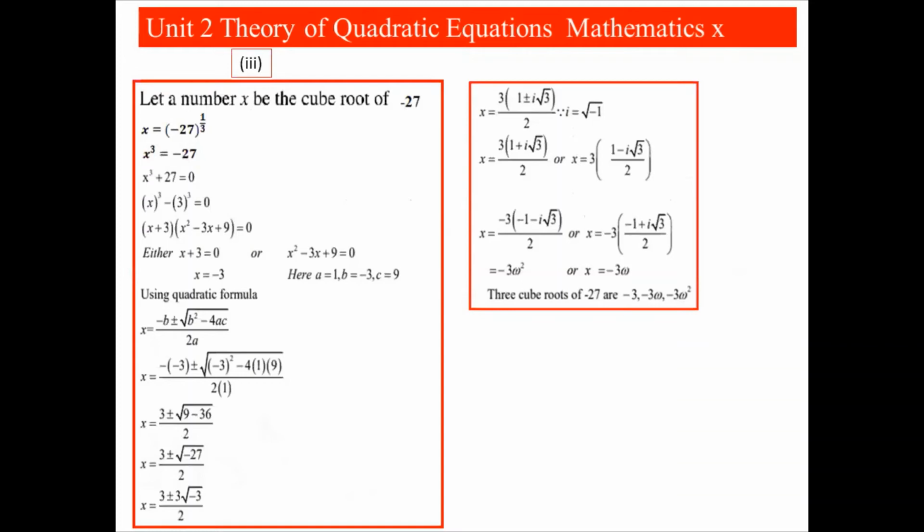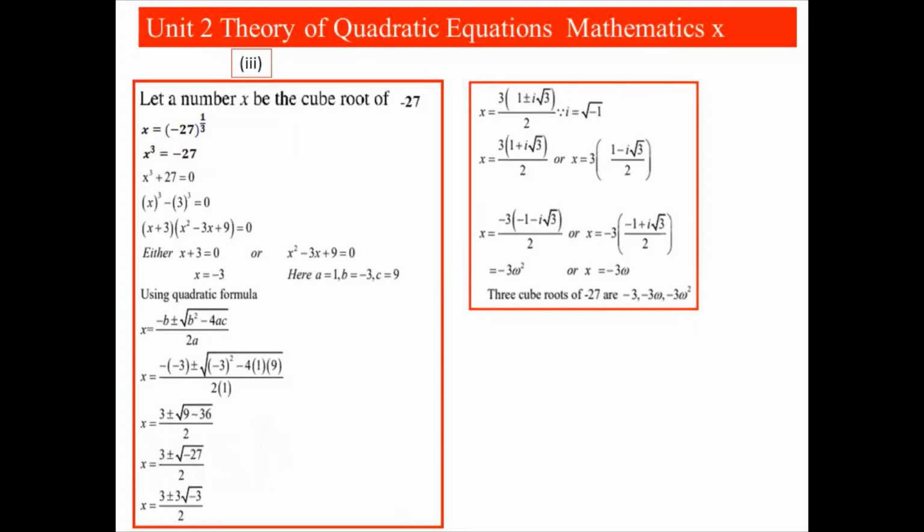So x cube plus 3 cube can be written as x plus 3 times x square minus 3x plus 3 square, 3 square is 9, is equal to 0. So now either x plus 3 is equal to 0 or x square minus 3x plus 9 is equal to 0. If x plus 3 is equal to 0, it means x is equal to minus 3, and x square minus 3x plus 9 is equal to 0 is the quadratic equation, and by using the quadratic formula we can find the roots of this quadratic equation.